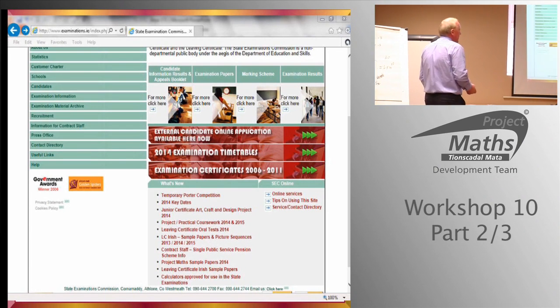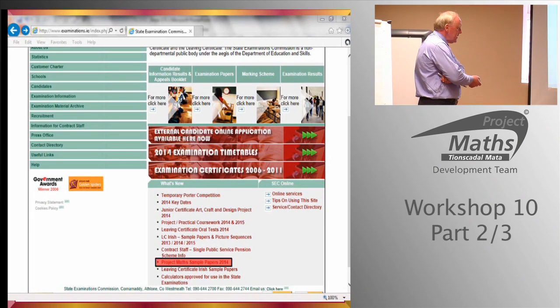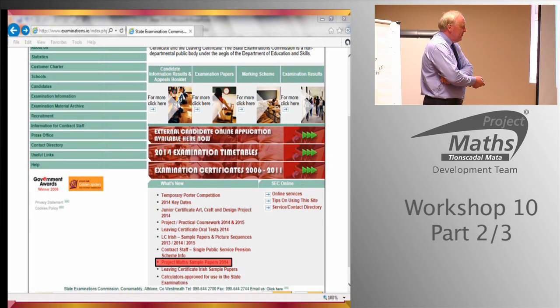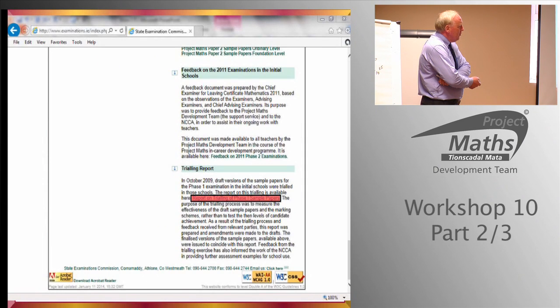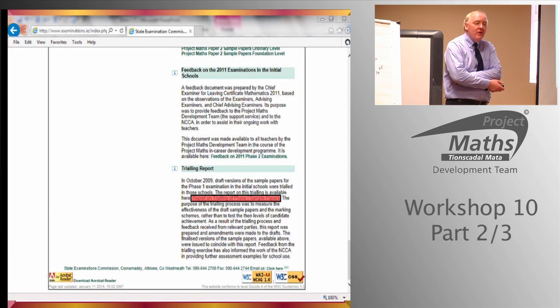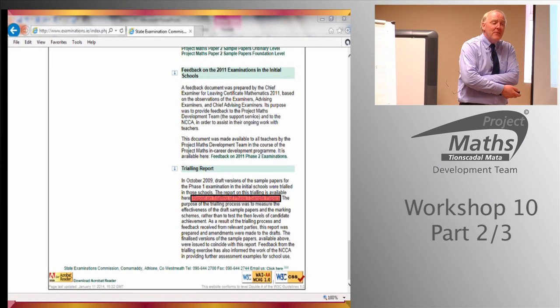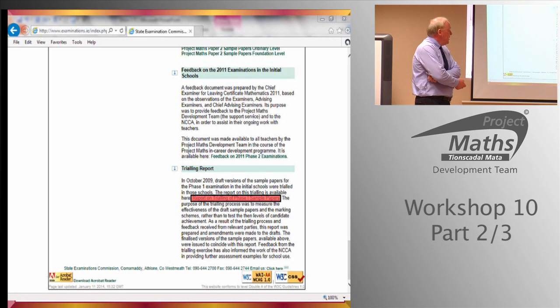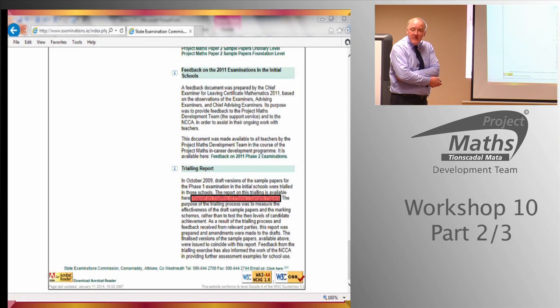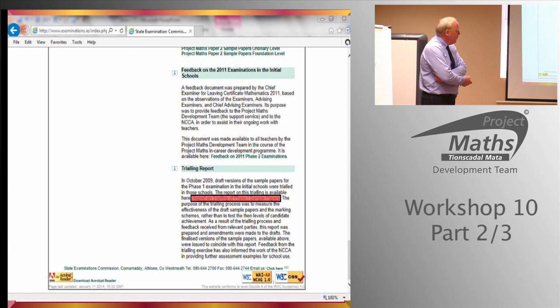If you go to the SEC homepage, you can pick up the sample papers there for 2014. And if you scroll down, there's actually a report on trialling from the original schools. It gives you the questions that were on the trial, which were basically the first sample paper almost, and sample answers, and what they expected the answer to be. It's done for all levels there, and you can download that.